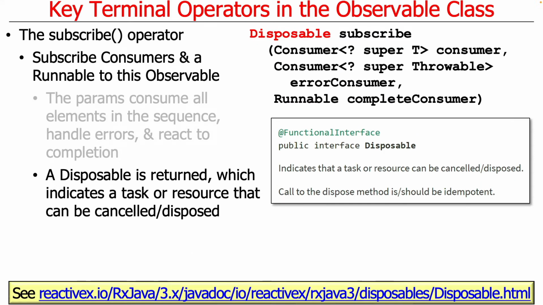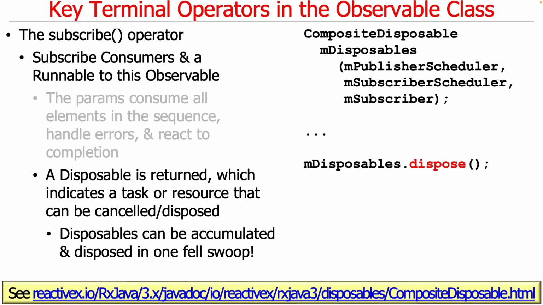The value that's returned from subscribe is called a disposable, which indicates that a task or a resource can be canceled or disposed. It's kind of used as a manual destructor, so you can free up the resources that are allocated by processing things in the stream. In fact, you can combine a bunch of disposables into something called a composite disposable, and then you can dispose of them in one fell swoop. And we'll see some examples later that illustrate how to do this and why you would do this.